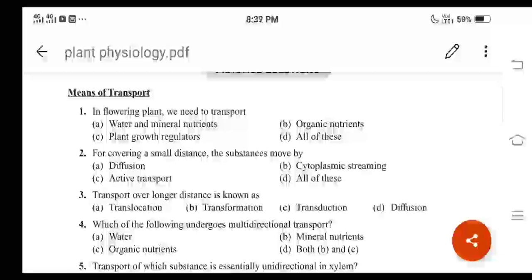So we are going to leave all these B, C, D, and what is the correct answer here? Option A becomes the correct answer. It is translocation only, right?